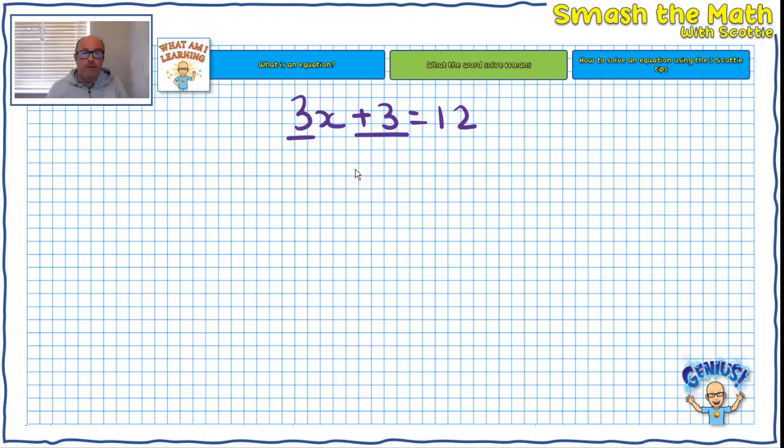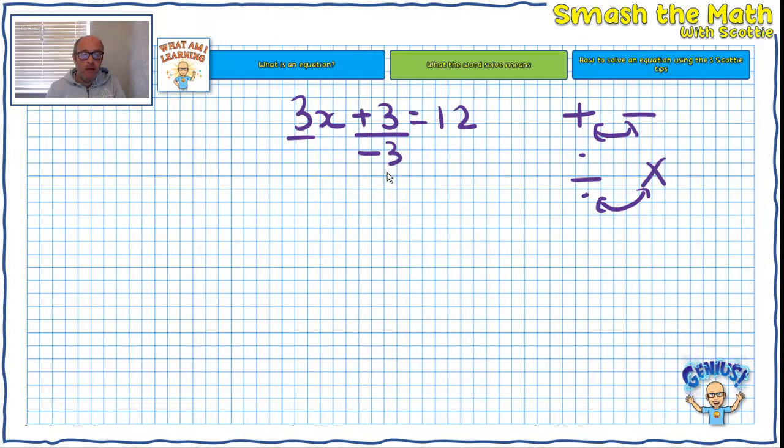Now to do that, tip number 2 is to do the opposite of the sign. If you remember in normal maths, the opposite of add or addition is subtraction or take away, and the opposite of divide is multiply or times. These are opposites of each other. So if we look at this bit here, to get rid of this 3, I need to do the opposite of add or addition or positive. It's +3.